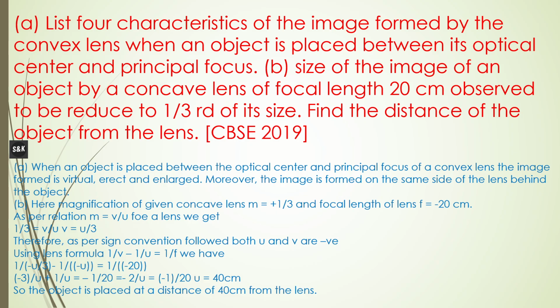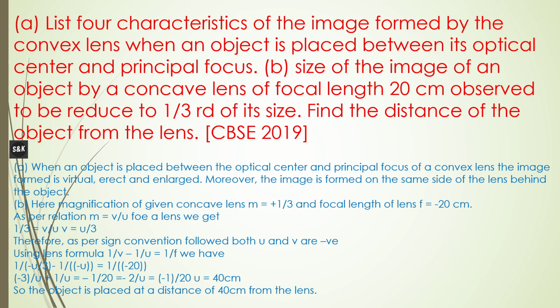A. When the object is placed between the optical center and the principal focus of a convex lens, the image formed is virtual, erect, enlarged. Moreover, the image is formed on the same side of the lens behind the object. B. Hence, magnification of the given concave lens m equals plus 1 upon 3 and focal length of lens f equals minus 20 centimeter.